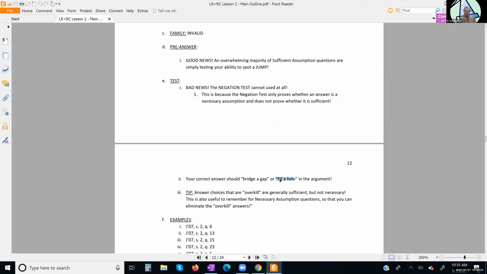Either the answer is tying together two ideas, and those two ideas are things that were stated in the stimulus, so it's going to highlight a jump, or it's going to fill in some hole that, when added to an argument, would make all the pieces come together validly. So this really does rely on your ability to understand what valid reasoning is, which, if you're having trouble with that, go back to lesson 1 because we really get into what those fundamentals of valid reasoning are.